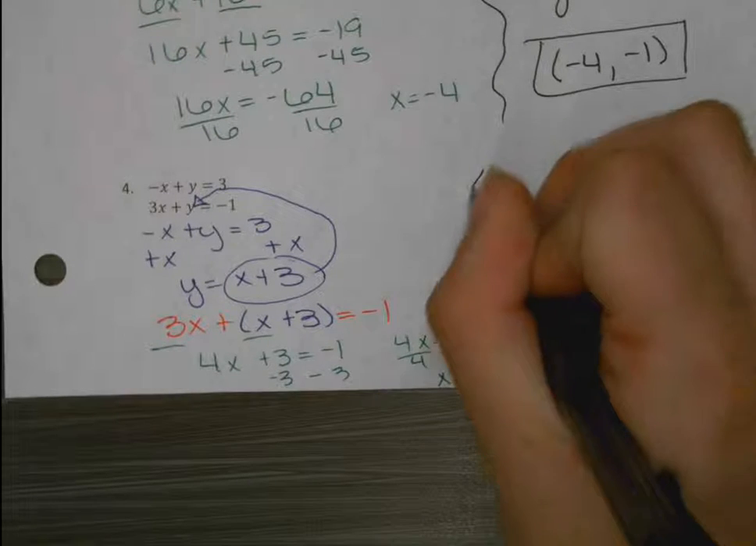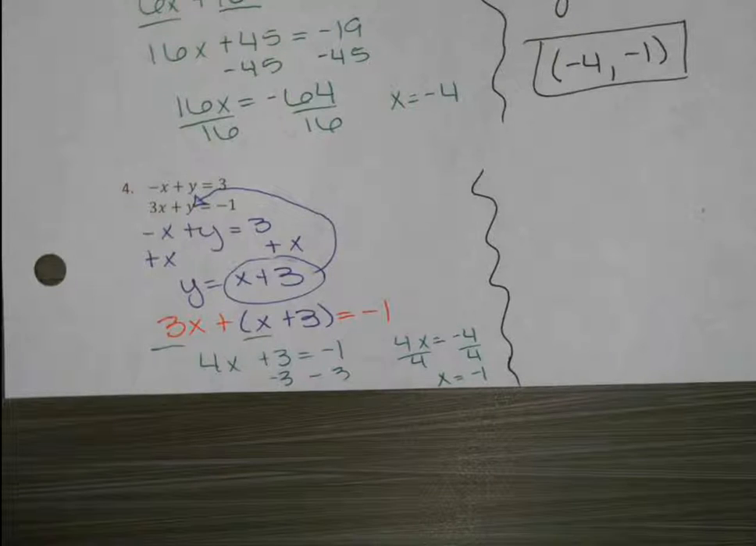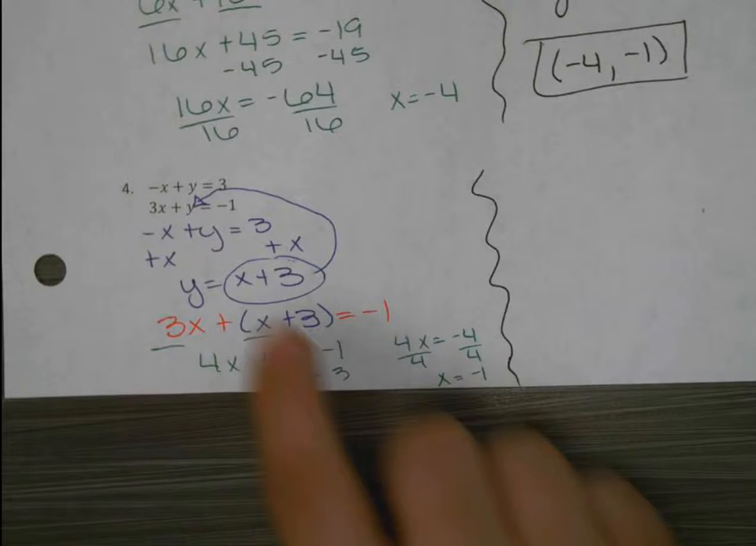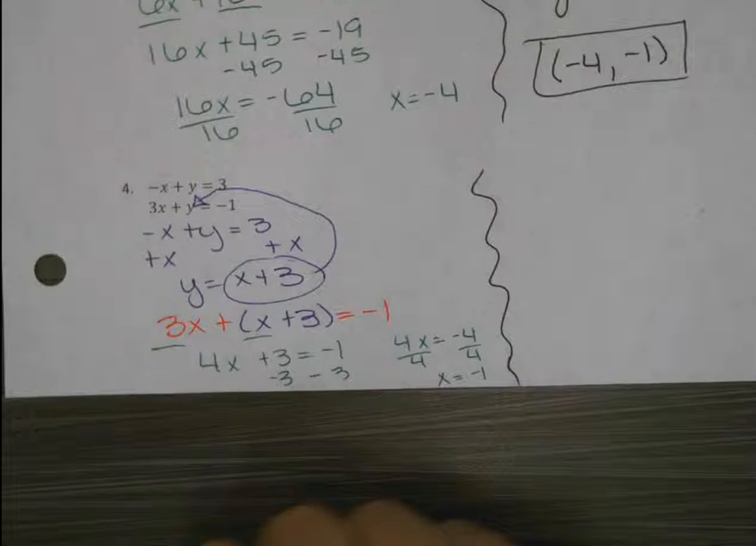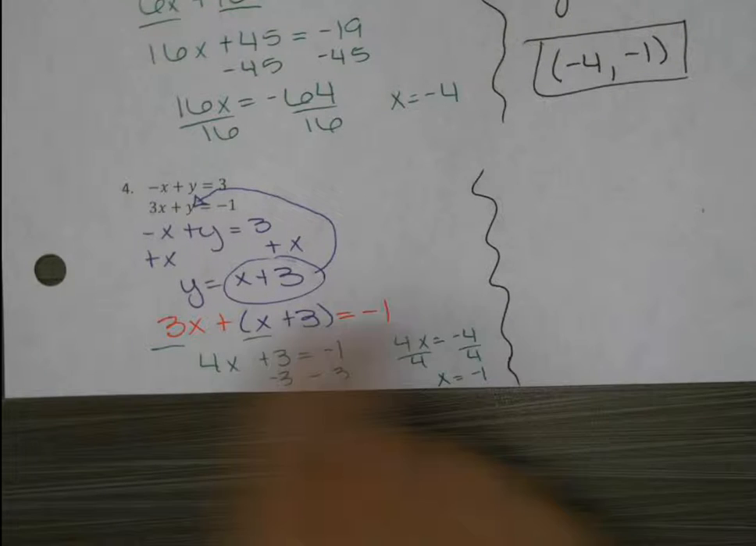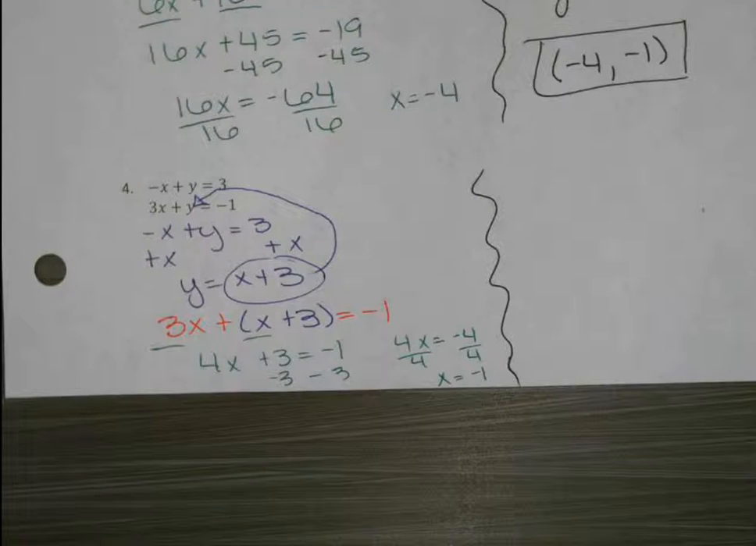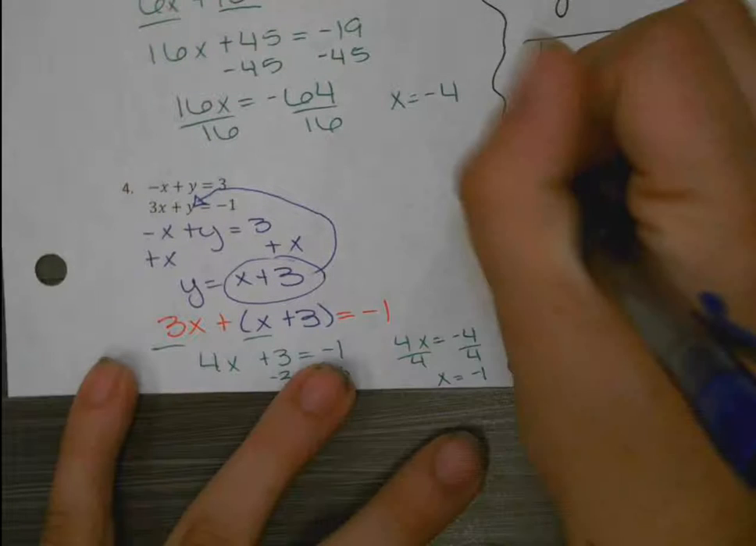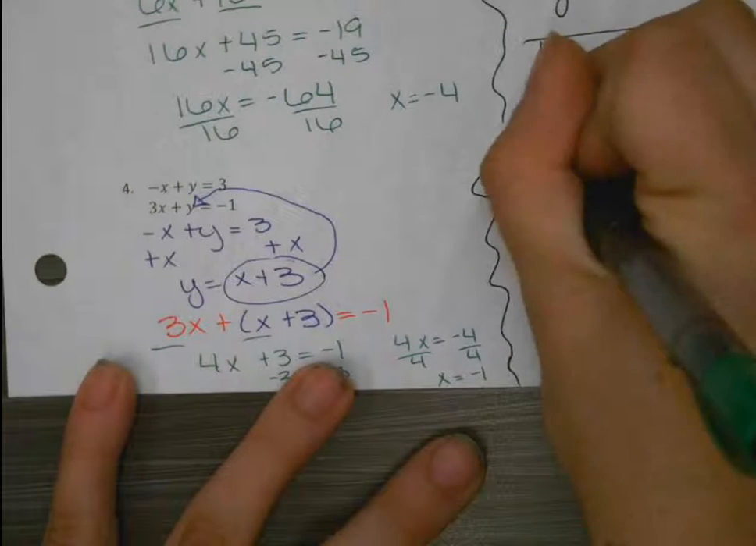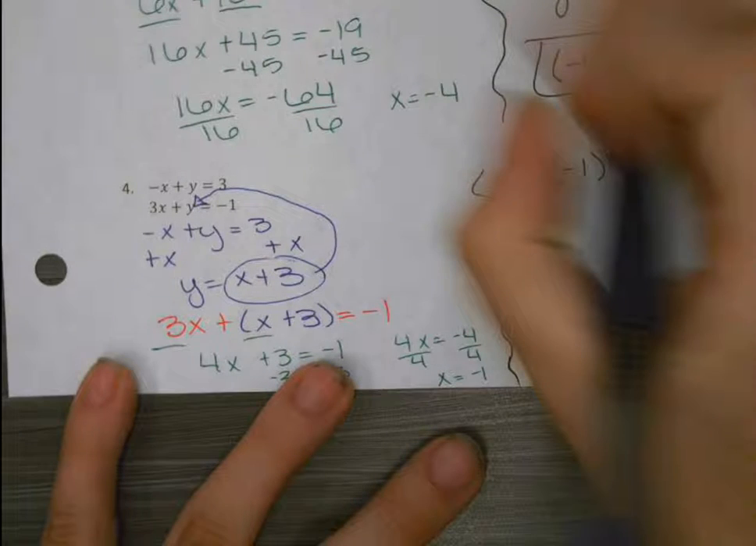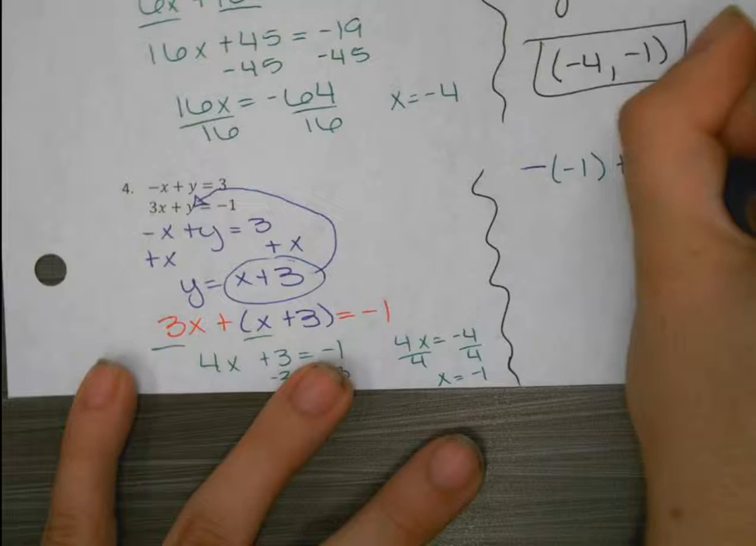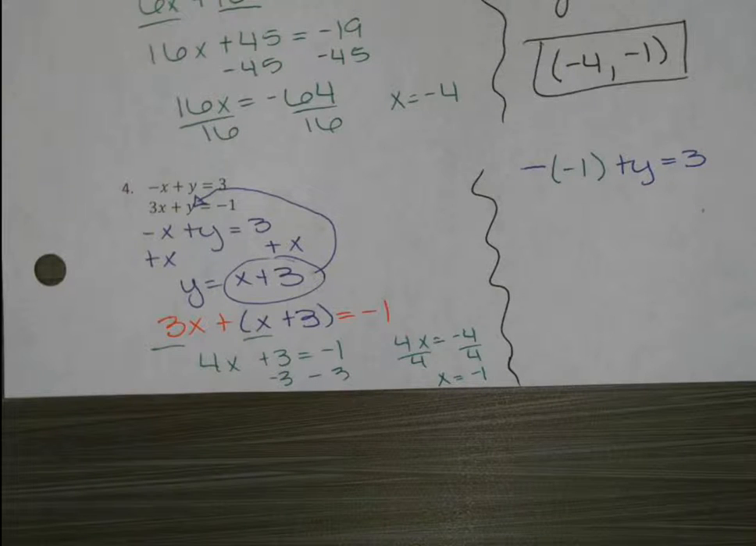Do I know what y is? Like, what number is y? No, I just got y by itself. I haven't figured out what number it is. So I can plug in x into my original equation, the one I rewrote, or the bottom equation. Which one would you like me to plug x into? The top one? Okay. So I plugged it into my top equation. I brought -1 plus y equals 3.